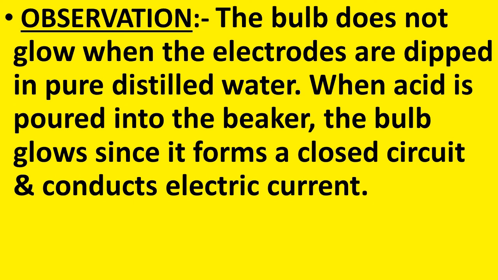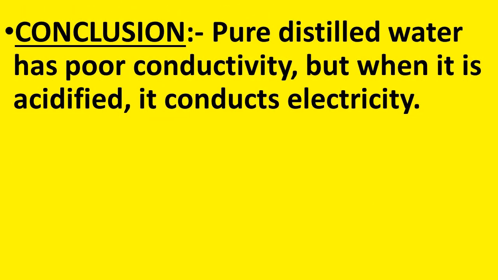Here in the first step, when the electrodes were dipped in the pure distilled water, the bulb does not glow. What is the reason? Since pure water does not conduct electricity, the circuit is incomplete and hence the current does not flow. But when the acid is poured into the beaker, the bulb glows as it forms a closed circuit and conducts electric current. So what is the conclusion? Pure distilled water has poor conductivity, but when it is acidified, it conducts electricity.